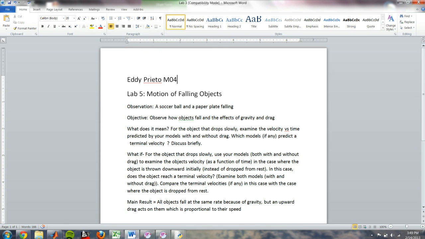And in conclusion, my main result was that all objects do fall at the same rate because of gravity, but an upward drag does act on them, which is proportional to their speed.